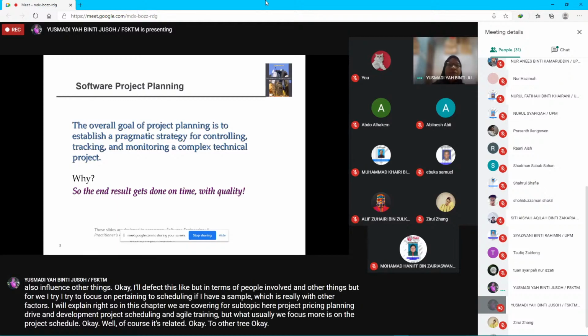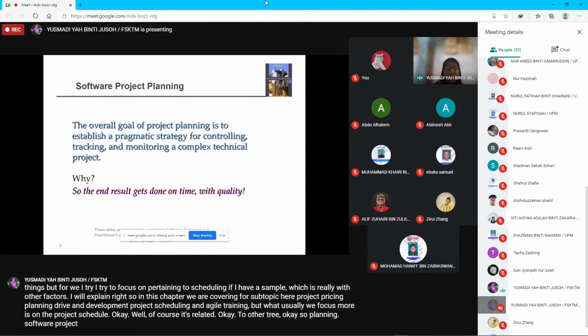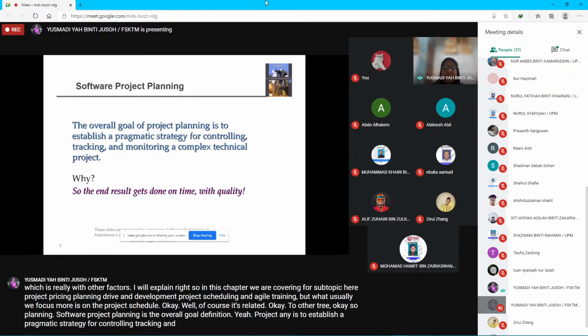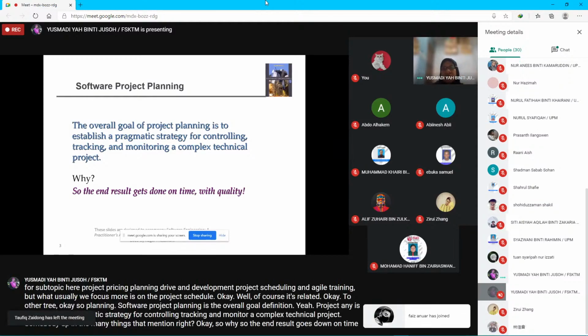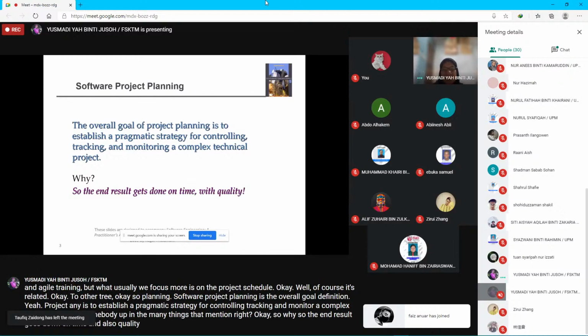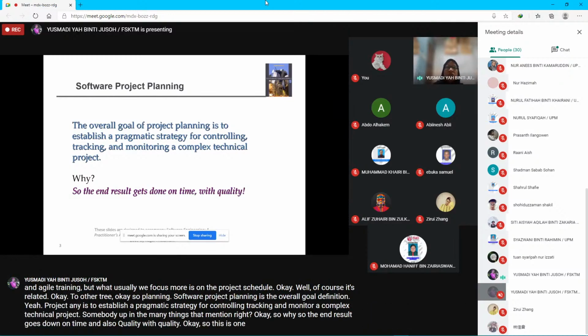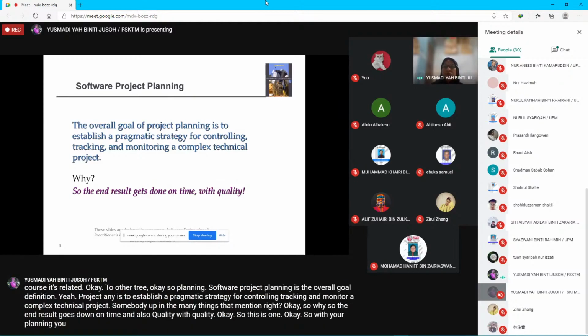Okay, so software project planning is the overall goal, the definition. Project planning is to establish a pragmatic strategy for controlling, tracking, and monitoring a complex technical project. There are many things mentioned there, right? Okay. So why? So that the end result is done on time and also with quality. Okay, so with your planning, you are capable of controlling, tracking, and monitoring.